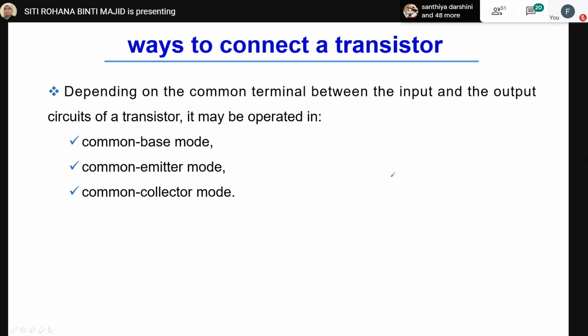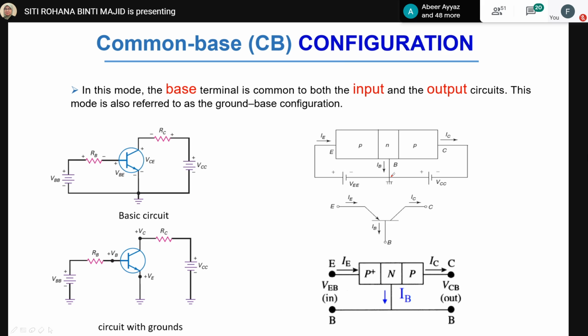The same thing applies for the emitter. The emitter will be a common terminal for the output loop and the input loop. Looking at the CB, which is common base, the base is common. That means it becomes a reference terminal for the input and output circuits. So this one is the input loop, and this one is the output loop.